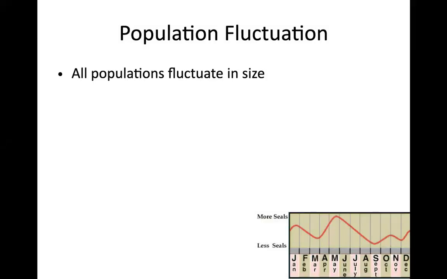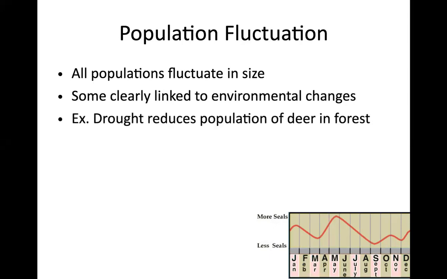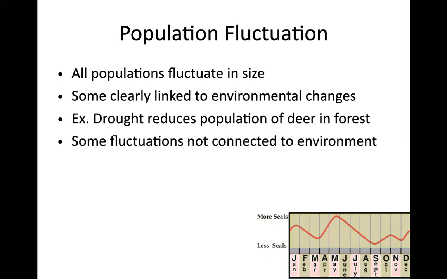Of course, all populations fluctuate in size. Some fluctuations are clearly linked to environmental changes. You can see, for example, if one year is hotter than the next year, or if there's more or less rain, you can look at those environmental changes and then see their effect on population size. For example, drought, again, a lack of rain, reduces the population of deer in a forest.